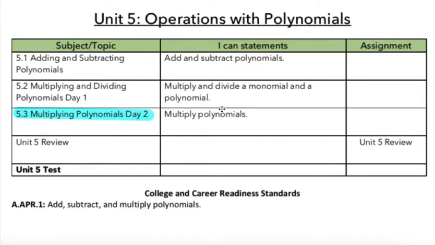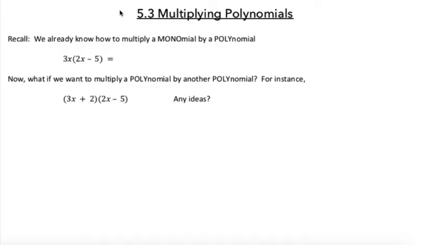Today we're going to look at multiplying polynomials in a larger sense, where maybe we would have a binomial times a trinomial, or a binomial times a binomial, or times itself even. So we're going to look at multiplying binomials, which is more distributing, similar to what we did last time. If we recall, we already knew how to do a monomial times a polynomial.